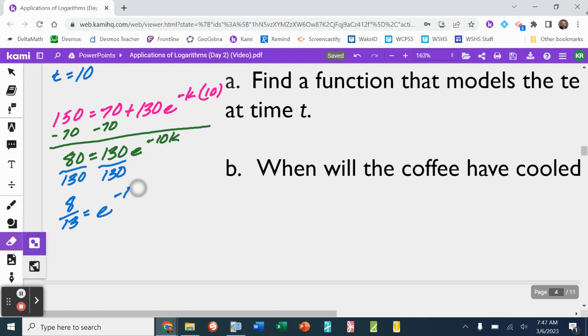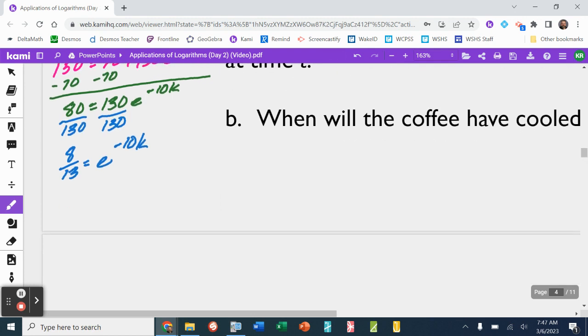Now, I didn't point this out in the beginning, but the objective here was to isolate the base with Euler's number. Because to be able to solve for k, I'm going to have to turn this into a logarithmic equation and solve for k. So since we're dealing with the natural base, when I change this around, we're going to change this to the natural log of 8 over 13 is equal to negative 10k.